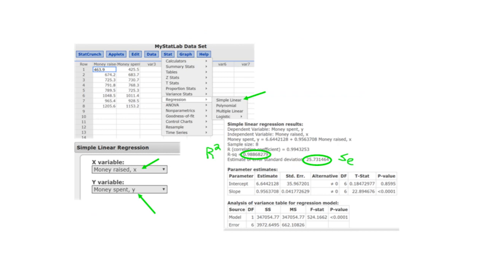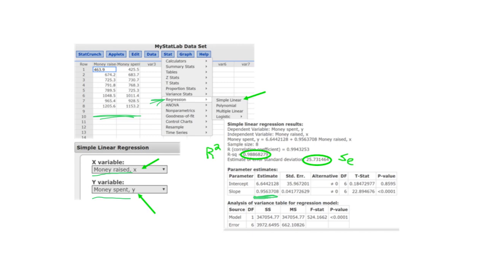All right, so you can see my data came in because I hit those boxes. I'm going to hit regression, simple linear, put the money raised in for x, money spent in for y, hit compute, and we are going to get all the information we need. We would get our regression line here with our slope and our intercept. We get our correlation coefficient, which is 0.994.